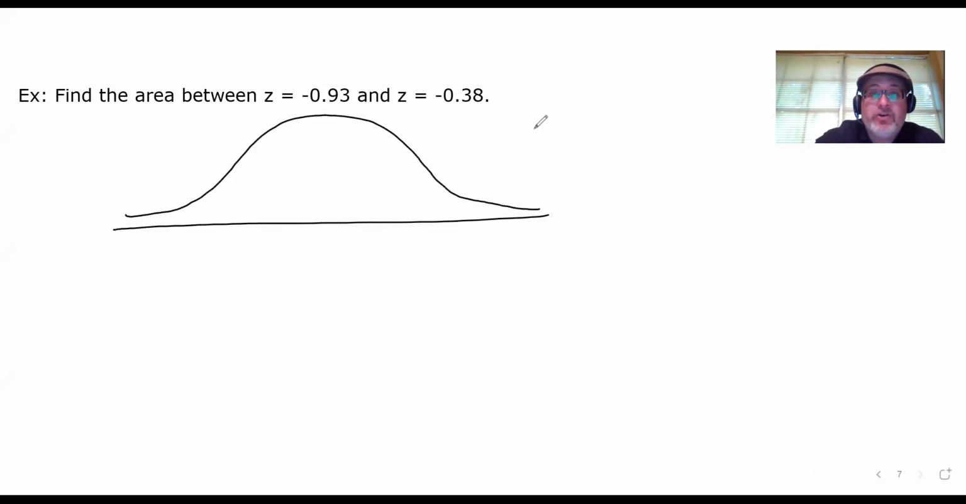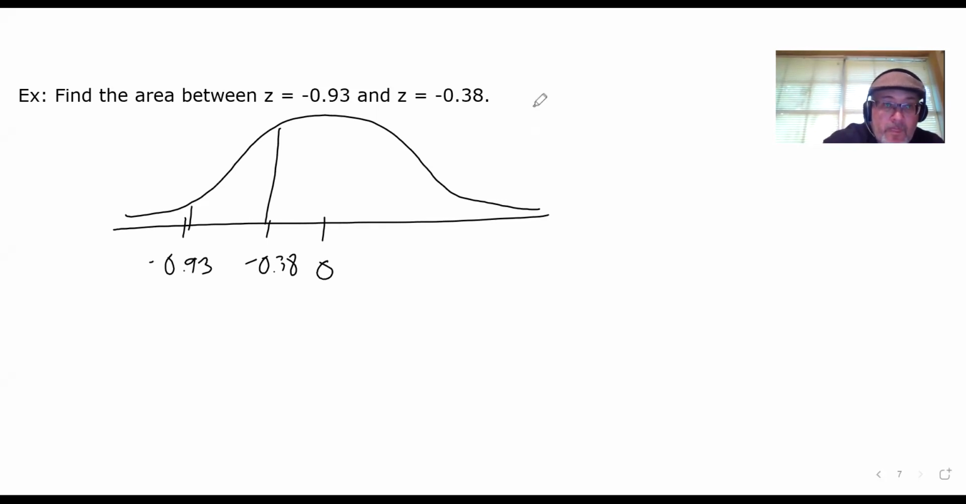What's in the middle of a standard normal distribution? 0. I ask you that because both of these z-scores are negative and hence both will be over here somewhere. Negative 0.93. Negative 0.38. We want to know the area in between. And so we just look up both left areas.